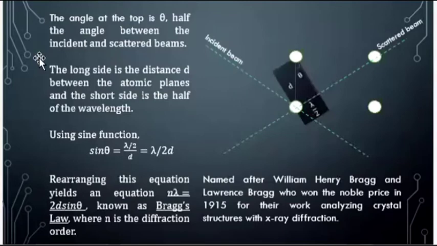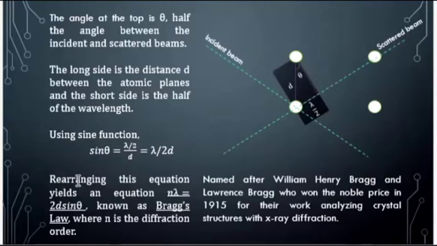Okay, so the angle at the top here is half the angle between the incident and the scattered beams. The long side is the distance d between the atomic planes, and the short side is half of the wavelength. So by using the sine function, we have sine theta is equal to lambda over 2, the opposite side, divided by the hypotenuse side, which is the distance d. This is equal to lambda over 2d.